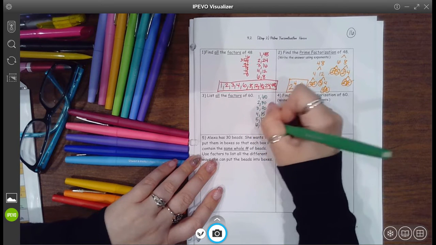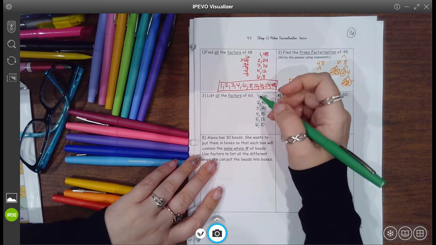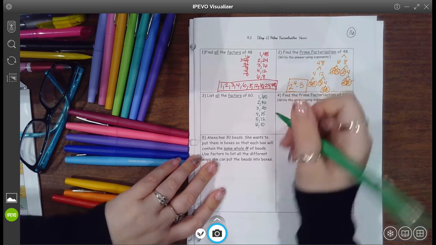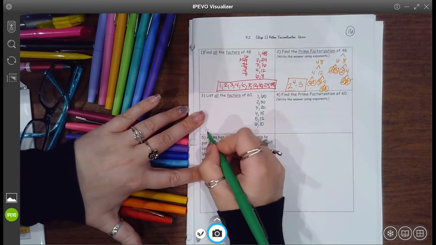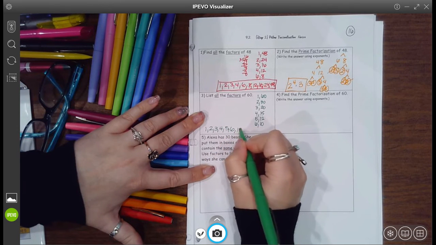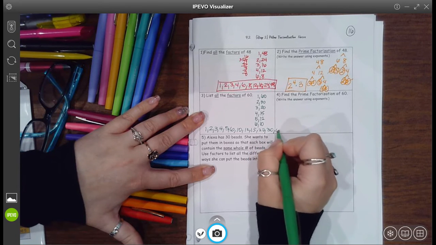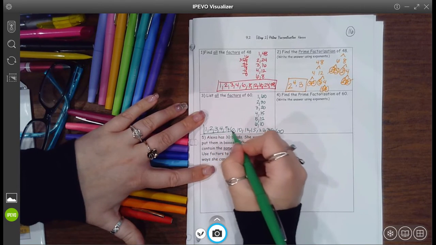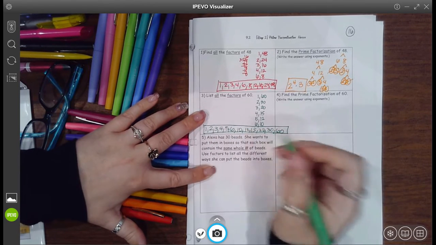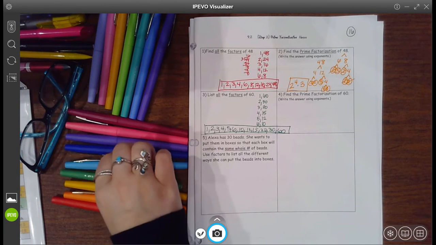6 times 10. 7 cannot go in. 8 cannot go in. 9 can't go in. 10 is already used, so now you know you have them all. So you should have gotten 1, 2, 3, 4, 5, 6, 10, 12, 15, 20, 30, and 60. If you missed that, it would be wise to go back and review the divisibility rules that we learned about in first quarter. Okay, so review your divisibility rules. That'll make these a lot simpler.